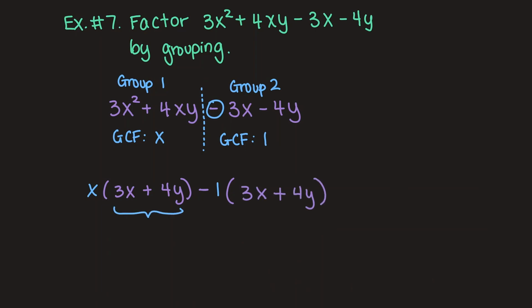Now we have a common binomial of 3x plus 4y, and we can factor this out. And x minus 1 remains. And now our polynomial is factored.